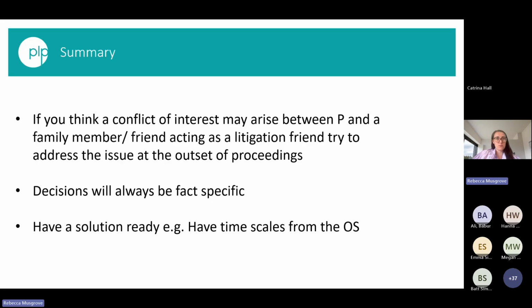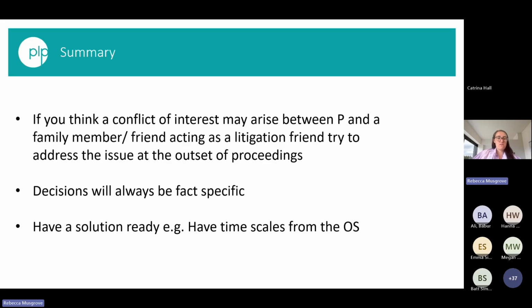If you think that there might be a conflict of interest because you're going to have to make decisions at some point about, for example, finances, and it turns out that the friend or the family member who's going to be the litigation friend has their own financial interest in those assets, then again, that may be something to think about. If there's going to be a dispute between family members, again, that's a likely conflict of interest that may arise. So again, those kind of obvious situations, I think best to address them as soon as possible.